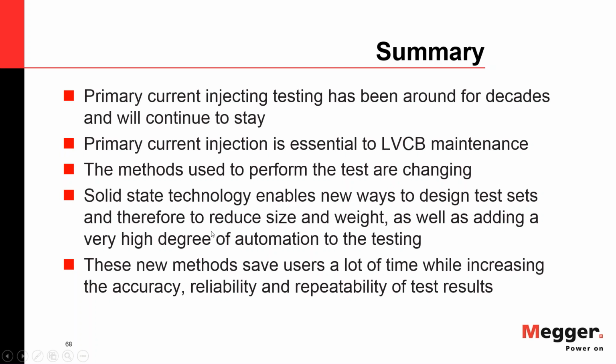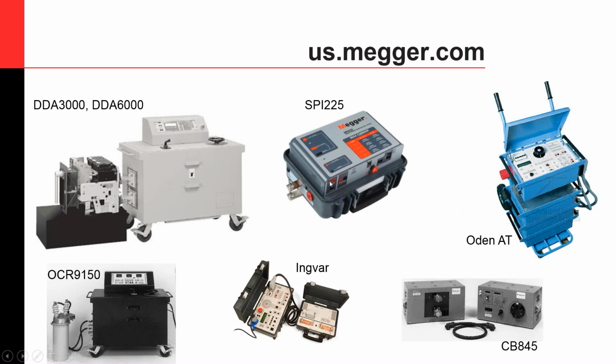Now, this is pretty much it for the primary testing. Just from the Megger point of view, just fairly quick, there's a vast amount of testers of different power classes. As I said, there's not one size fits all. So the SPI is for smaller circuit breakers, 200, 225 amps and below. So perfect for molded case circuit breakers. While the other end of the spectrum is the DDA 6000, which can output 60,000 amps. So you can test a 6,000 amp airframe circuit breaker. There are test sets in between, the Odin or the DDA 3000.